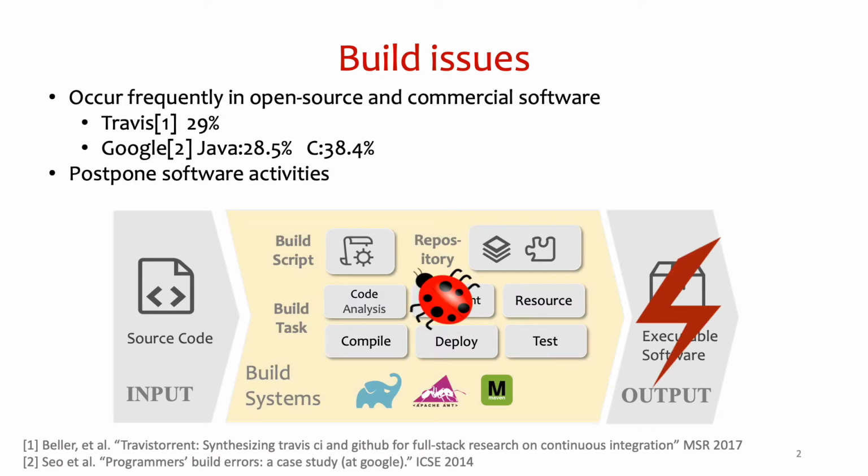At the same time, build failures occur in a high frequency both in commercial and open source software systems. For example, in Google, build failures for Java and C projects occur at the frequency of 28 and 38%. On Travis, the most popular CI service, nearly 29% of commits are suffering from build failures during CI testing. Definitely, build failures postpone software activities with non-negligible costs.